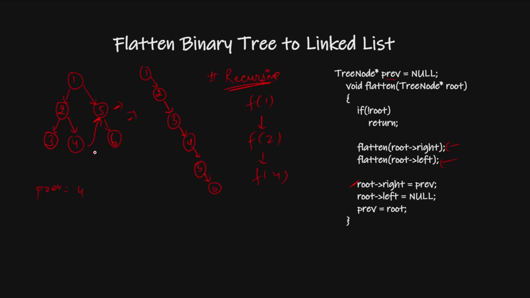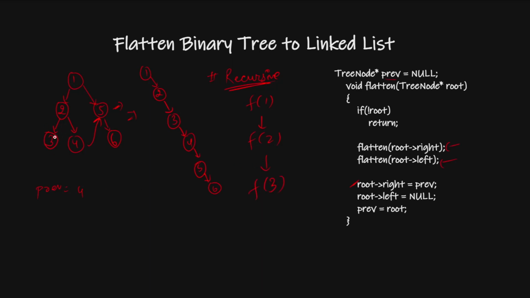Our work is done. Our main work was how to link my left subtree to the right subtree, and this is done with the help of this previous. Once this is done, how does my tree look? It looks like this. Now once f4's left and right are done, we will call its left. Its left is f3, f2's left.